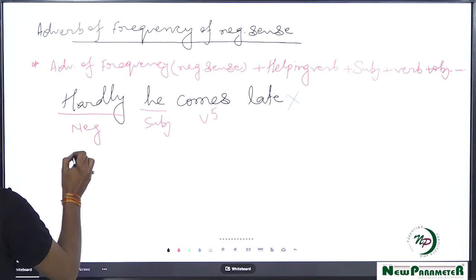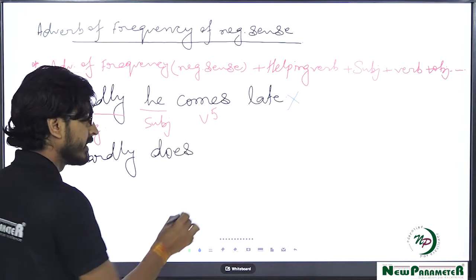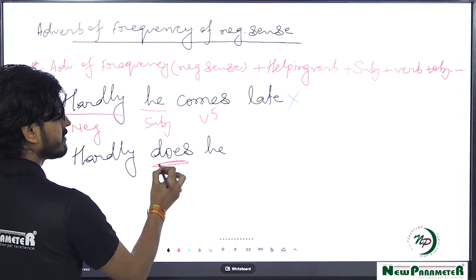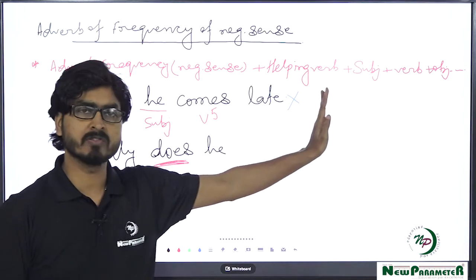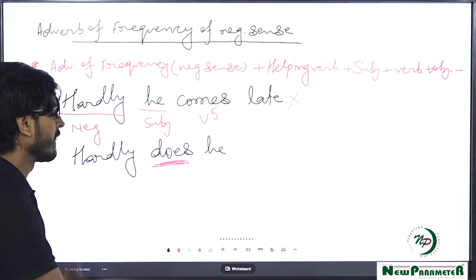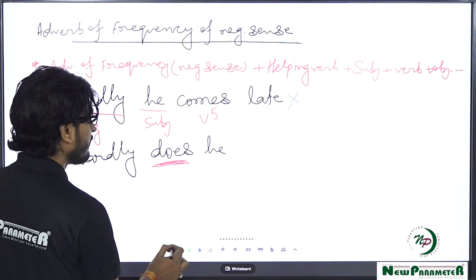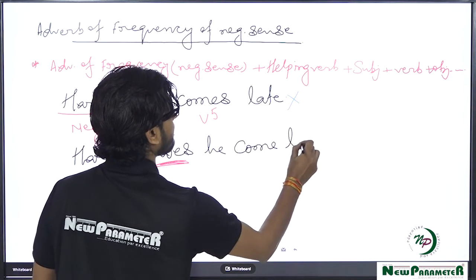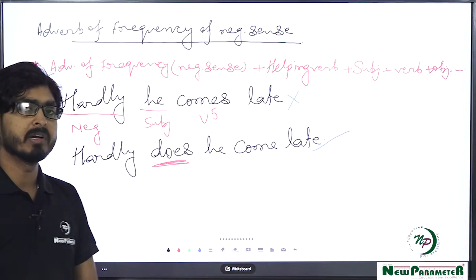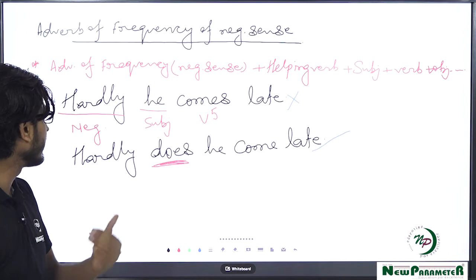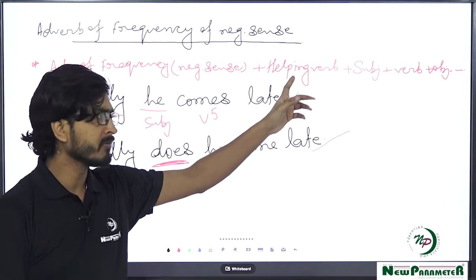So the right answer will be: hardly does he. What we have used here, this is helping verb and this is subject. Now we have to use verb and anything we can say. So he, and whenever we use do or does, we use the first form of a verb. So we can say come late, and this is the right one. This is the most important point, that is whenever we use any adverb frequency of negative sense at the starting of the sentence, we must use firstly helping verb, then subject.